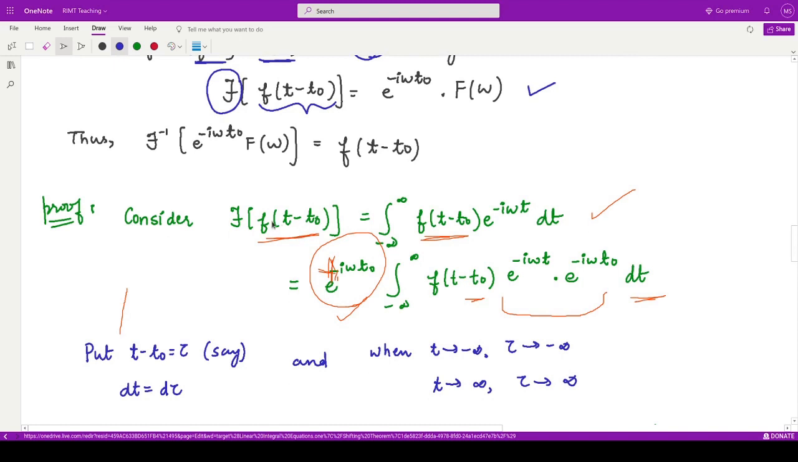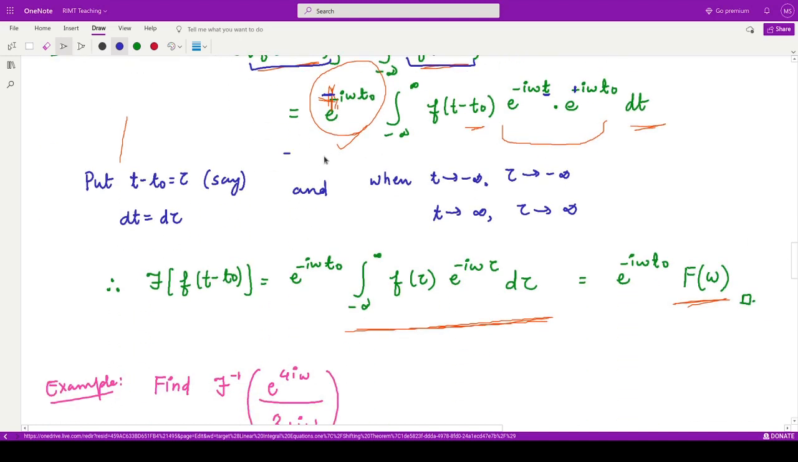For the proof, we consider the Fourier transform of this function f of t minus t naught. By definition, this is equal to the integration from minus infinity to infinity of f of t minus t naught times e to the power minus iota omega t dt, right? Whatever you have here, you substitute here. Now in order to make t minus t naught, we just multiply by e to the power minus iota omega t naught, plus here and minus here.